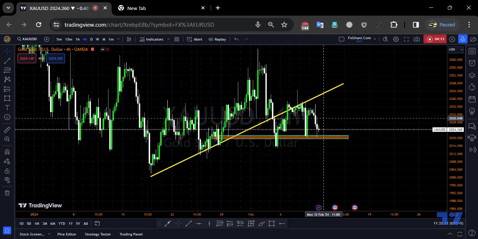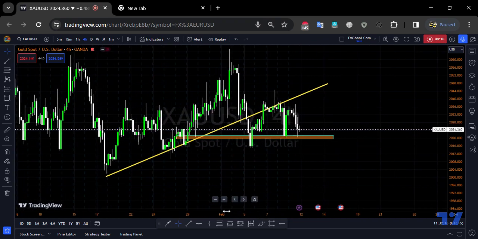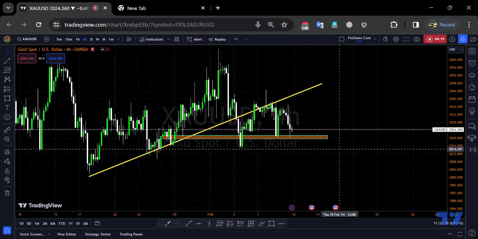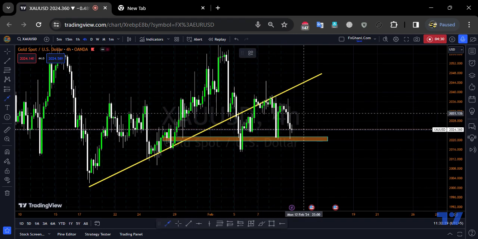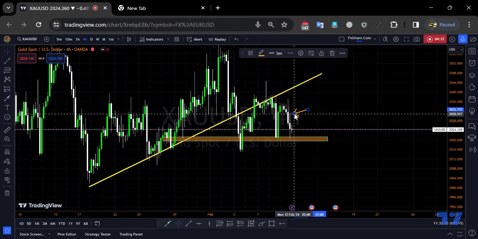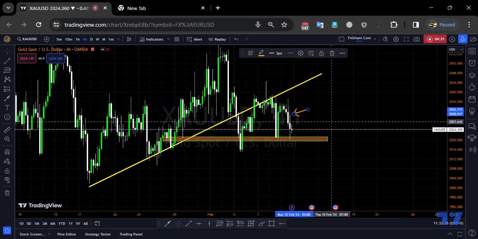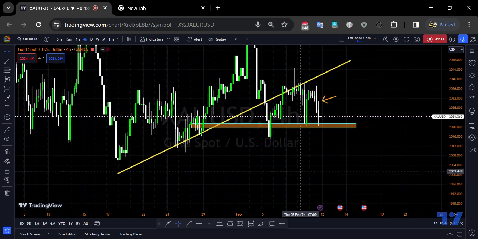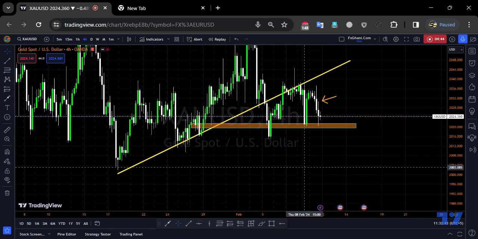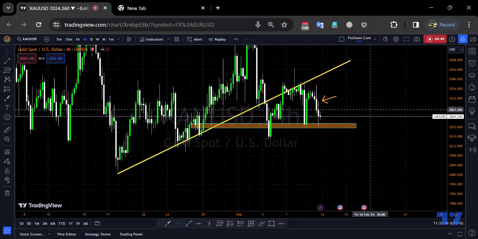Your SL is right here, because if price breaks the support level, it means price will go downward, so there is very little chance that price will go upward again. If price breaks this support level, your SL is above this candle high, which is 2030. Your first target is 2000, so it's almost a 200 or 300 pip trade. Now let's remove these three drawings and go to the H1 time frame.